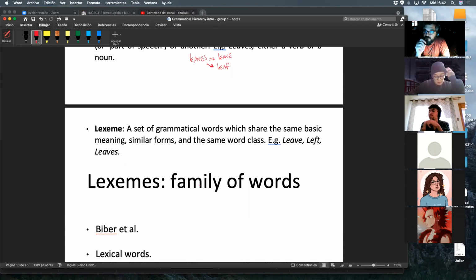A set of grammatical words which share the same basic meaning, similar form, and same word class. With that definition, we can state that leaf leaves one lexeme, leaves another completely and totally different lexeme. Why? Because even though they share a similar form, they do not share the same word class and they do not share the same basic meaning, right?